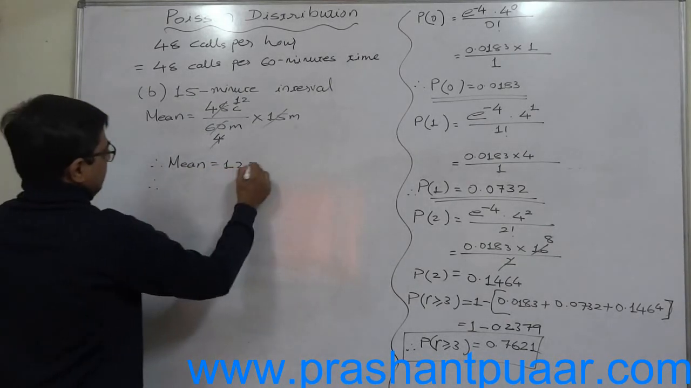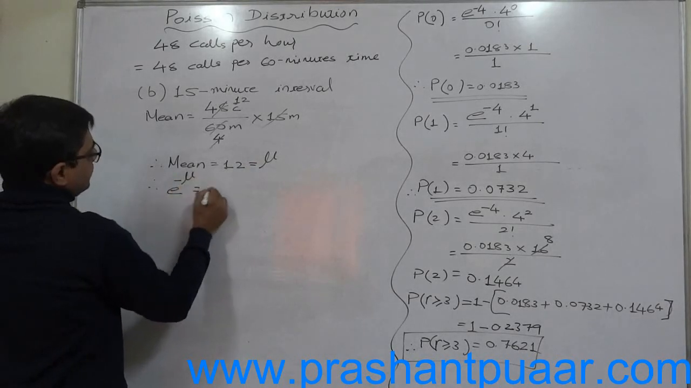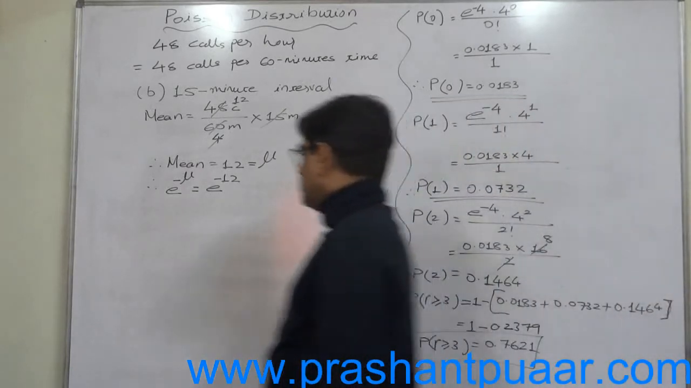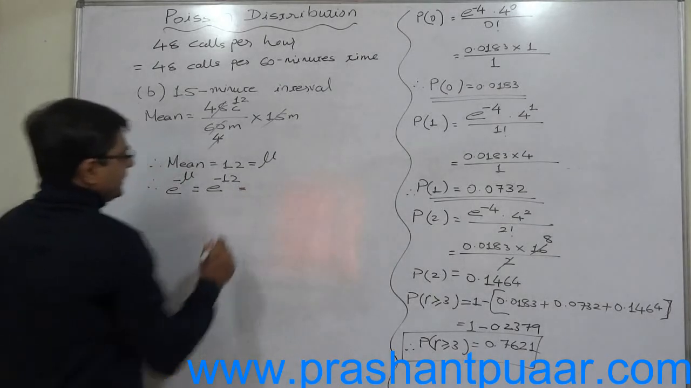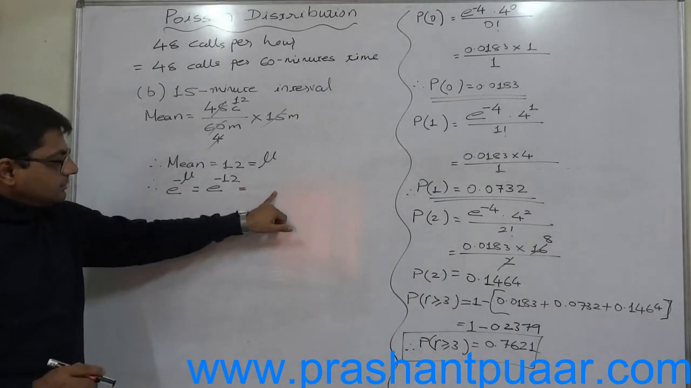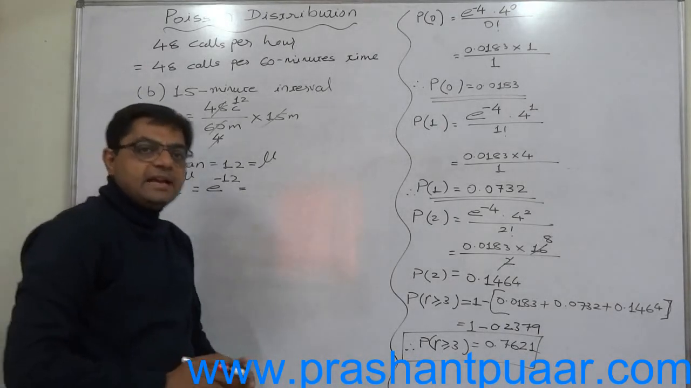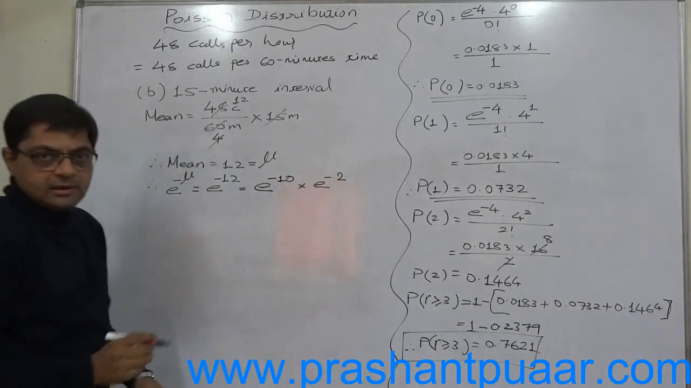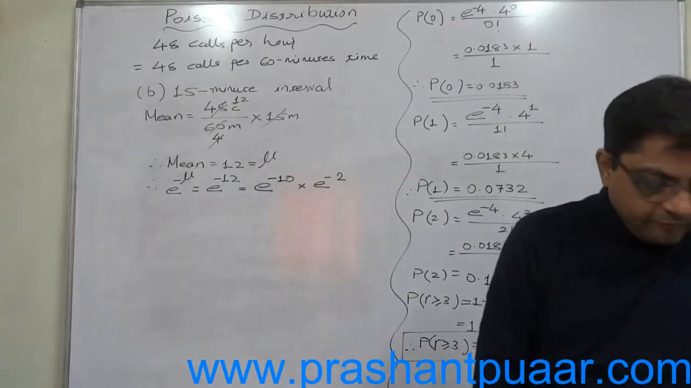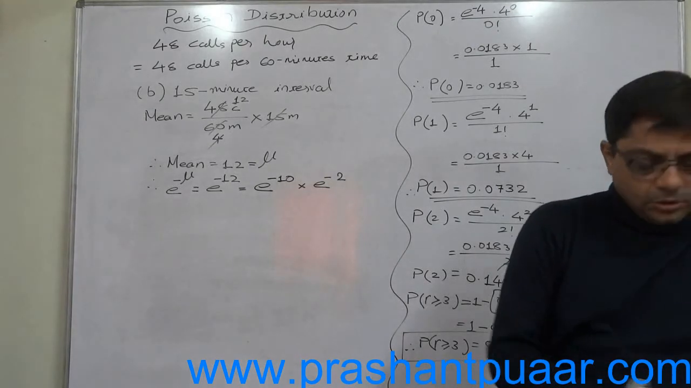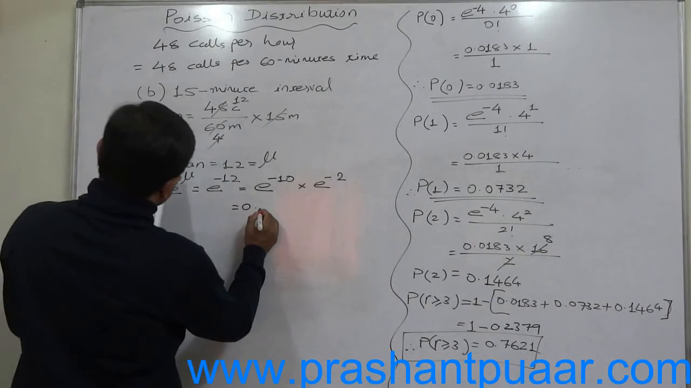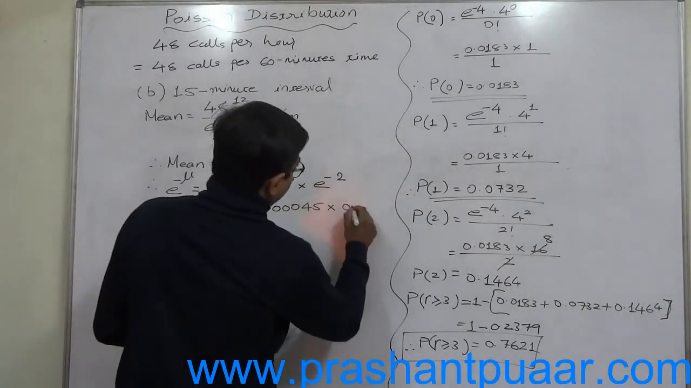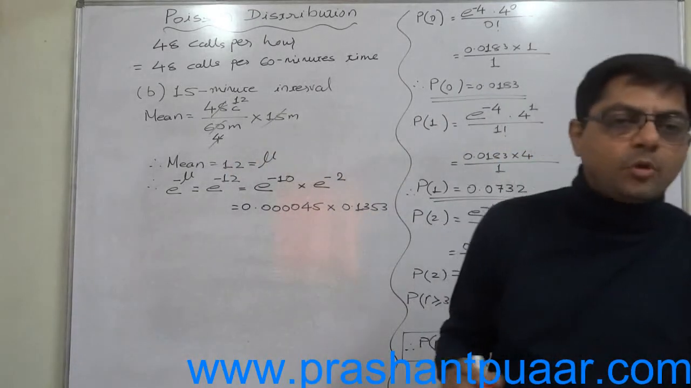That means e raised to minus mean is now e raised to minus 12. Quite a large value of mean, particularly for Poisson distribution. Now we know that if we multiply the same base with different powers, it is the addition of powers. So e raised to minus 12 is e raised to minus 10 into e raised to minus 2, because in our table, the value of mean is available up to 10 only. So e raised to minus 10 is 0.0000454, and e raised to minus 2 is 0.13533, or more precisely 0.13534.